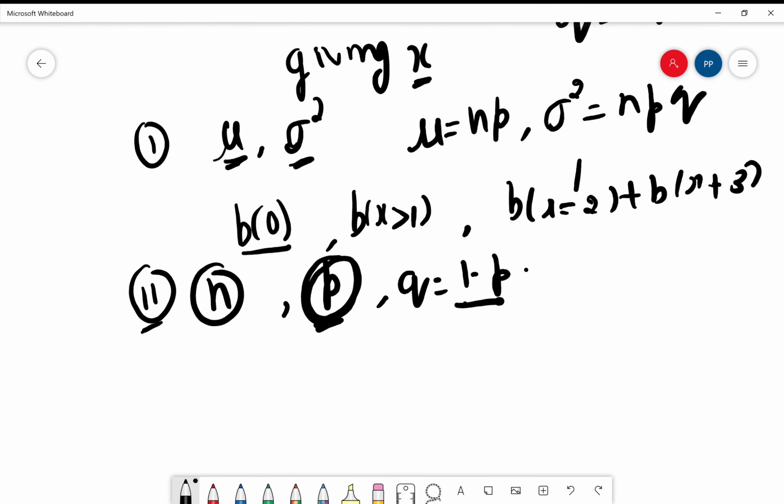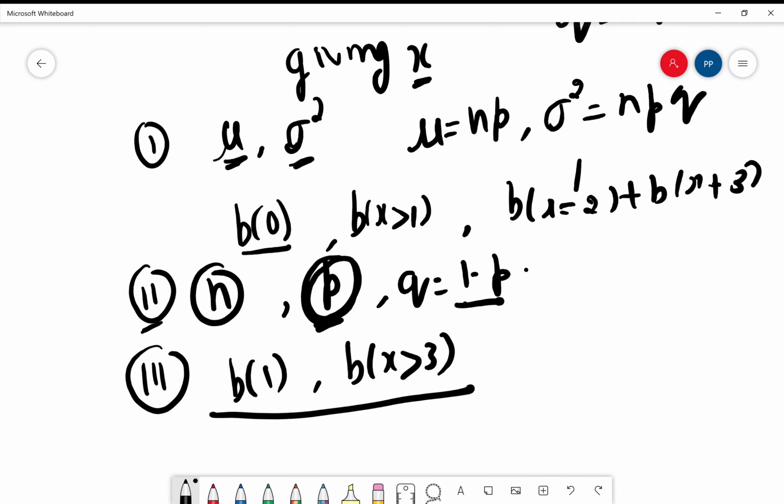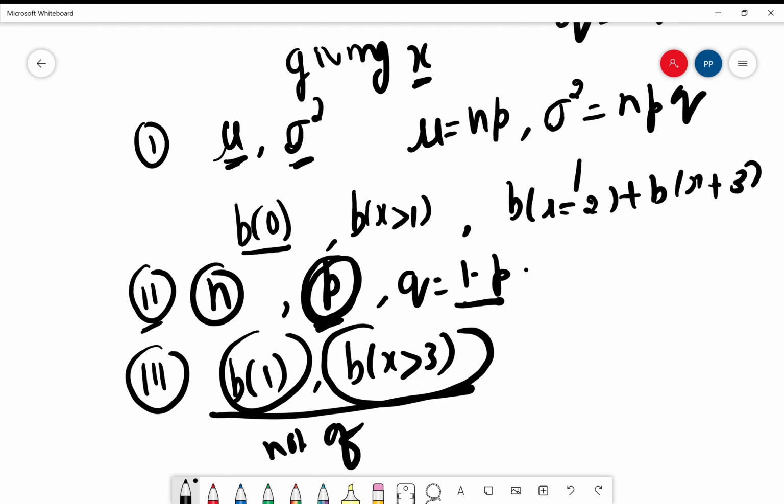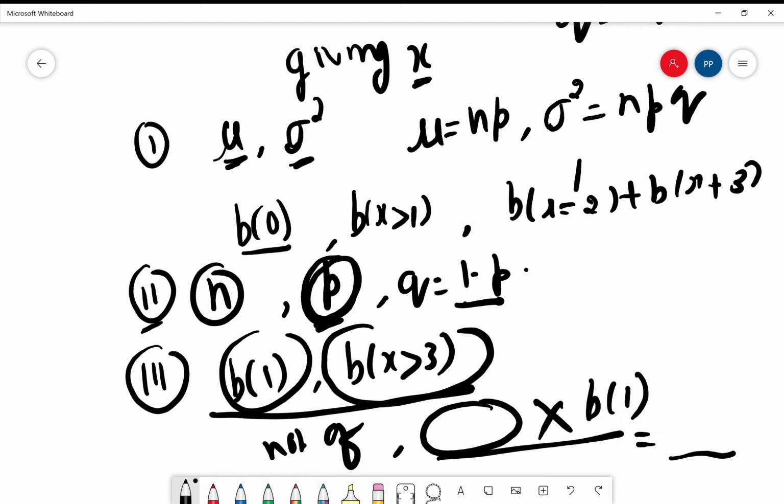Next, the other kind of problem: after finding the required probability, like b of 1, or b of x greater than 3, we also find the number of certain items having this probability. In that case, you have to multiply the given number by the required probability, and round off that to the nearest integer to get the required value. These are the different kinds of problems you come across here: the standard results for finding the mean and standard deviation, and these three kinds of problems.